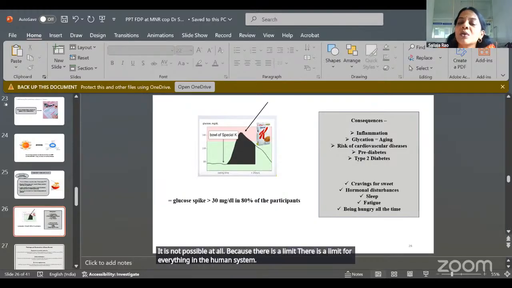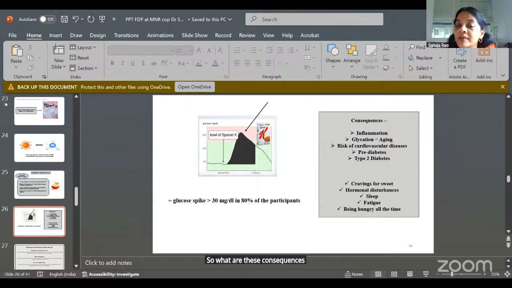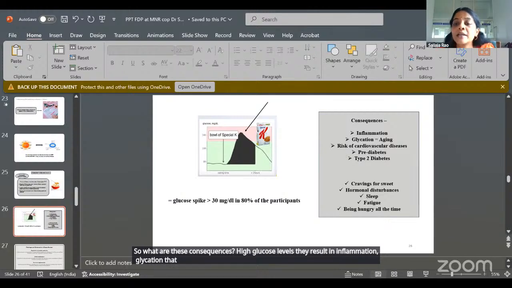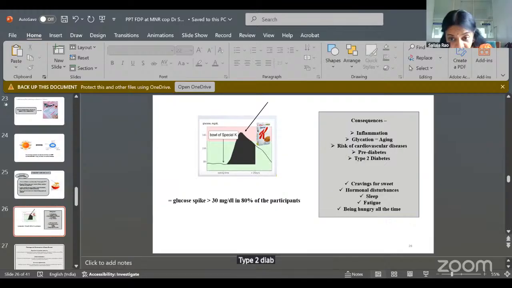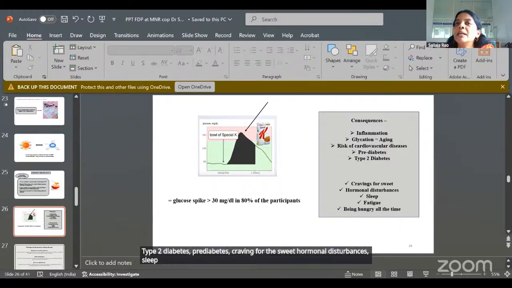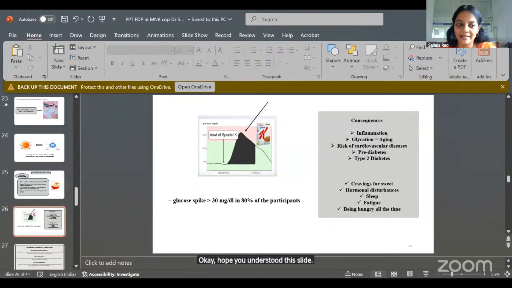So what are these consequences? High glucose levels result in inflammation, glycation, which is indirectly aging, risk of cardiovascular diseases, type 2 diabetes, pre-diabetes, craving for sweets, hormonal disturbances, sleep problems, fatigue, and being hungry all the time. Okay, hope you understood this slide. Next slide.